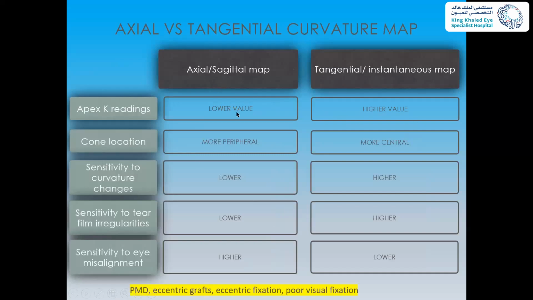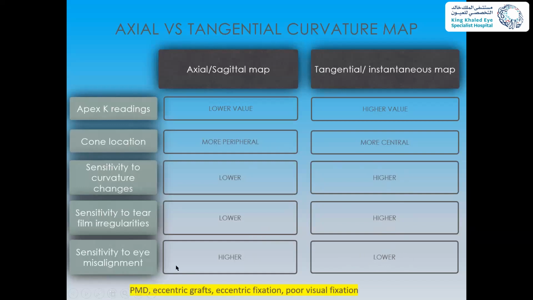With K readings, it will give you a higher value, which is probably more true. The cone location moves towards the center. Its sensitivity to curvature changes is very high, so it's more sensitive and you will get a better curvature. But the problem is, if you have tear film abnormalities or a bit of a scar, the sensitivity is higher, so it may not be very accurate. On the other hand, if the patient is moving or not aligned properly, it will give you a better reading.